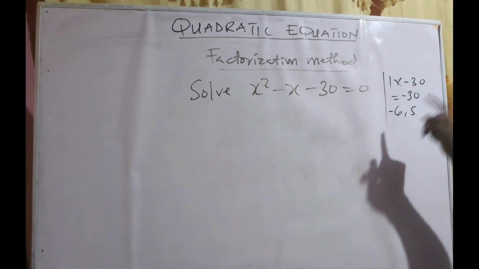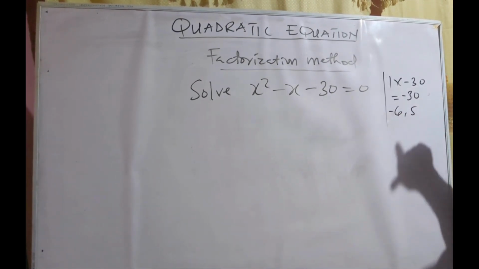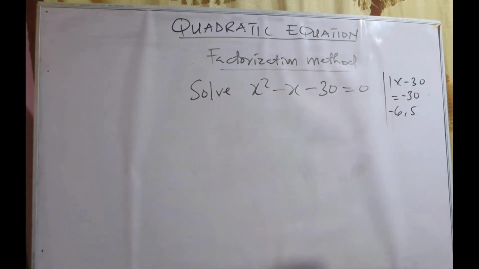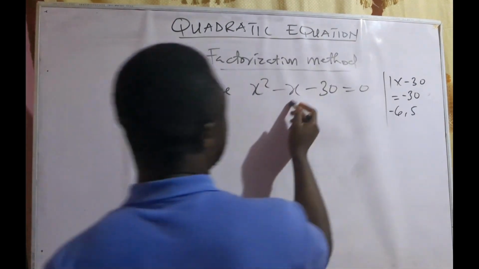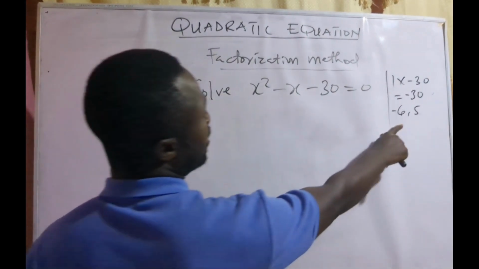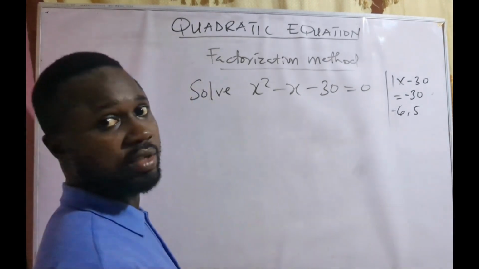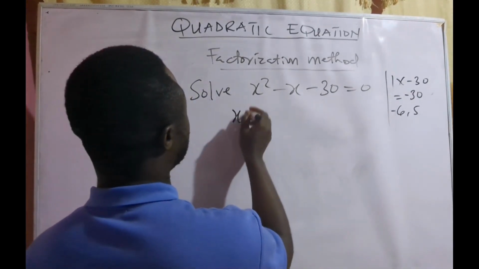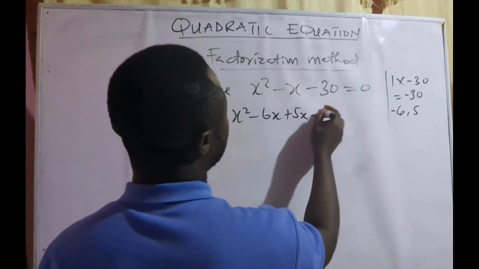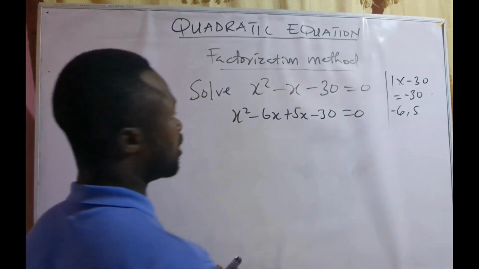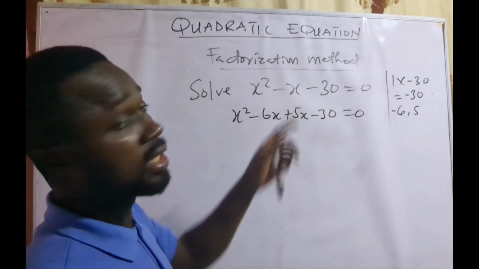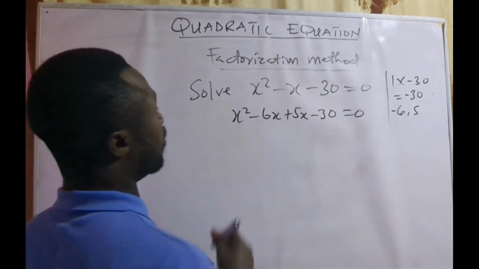Alright, so negative 6 times 5 will give me negative 30. At the same time, negative 6 plus 5 is going to give me negative 1. So what I'm going to do is split the coefficient of the x into negative 6 and positive 5. So I'm going to have x squared minus 6x plus 5x minus 30 equal to 0. So that at the end of the day, you can see that negative 6x plus 5x will give me negative x.